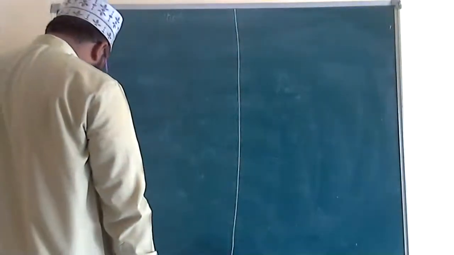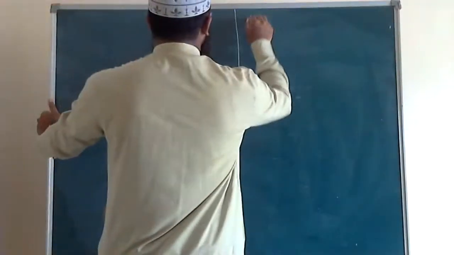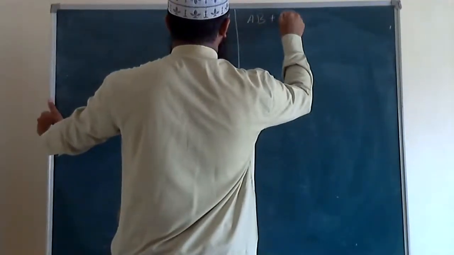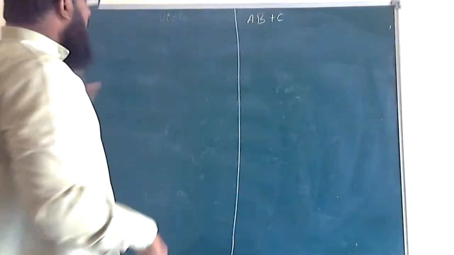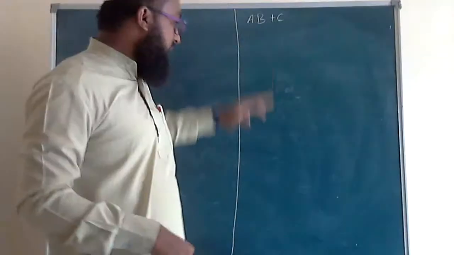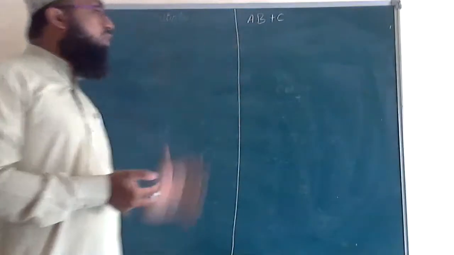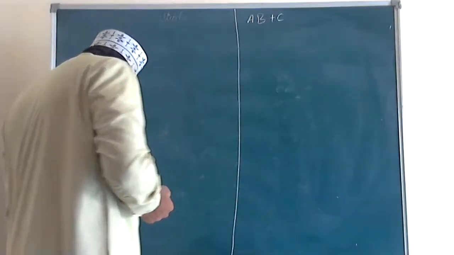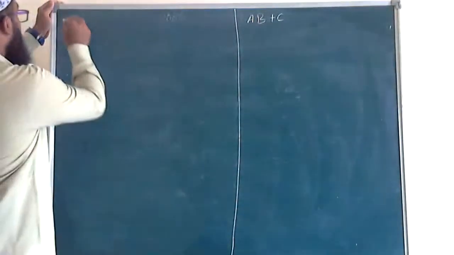Take an example as AB plus C. How can we get the min term of this expression? If you concentrate clearly, then only you are going to understand this.